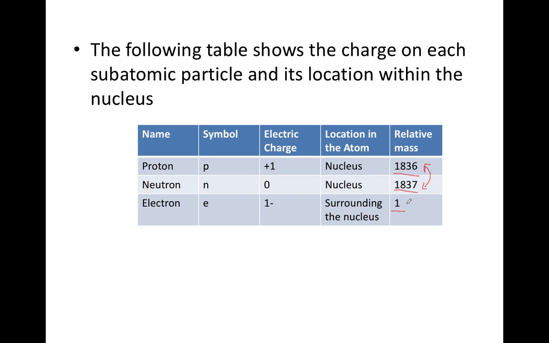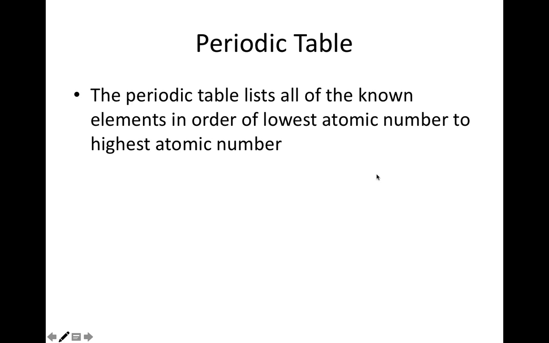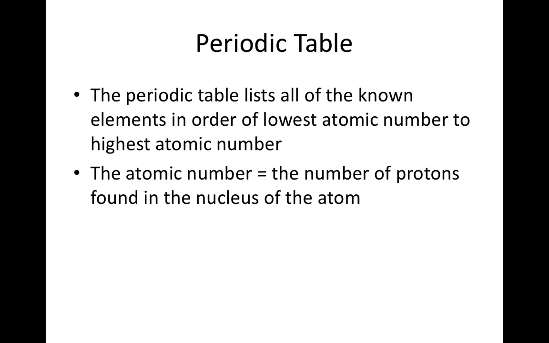So electrons are much, much smaller and take up a lot less space compared to the nucleus of an atom. The periodic table lists all of the known elements in order from the lowest atomic number to the highest atomic number. The atomic number equals the number of protons found in the nucleus of the atom.